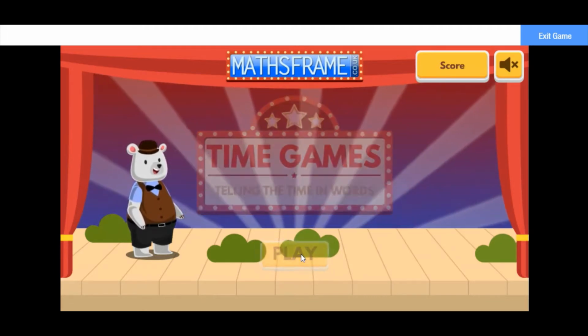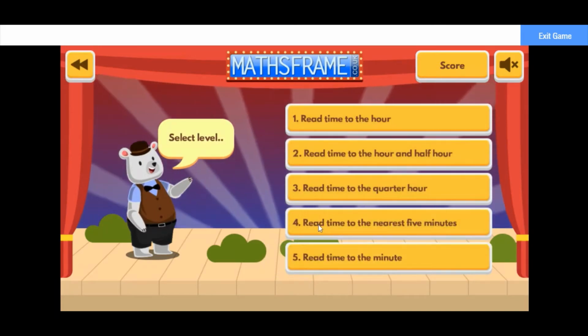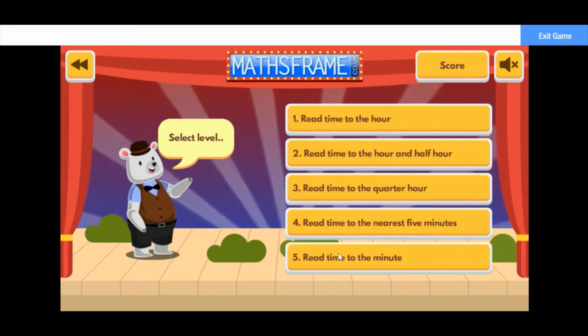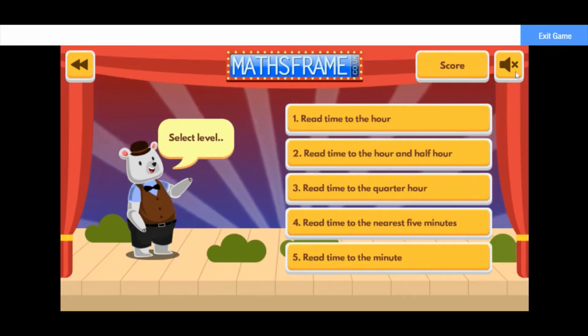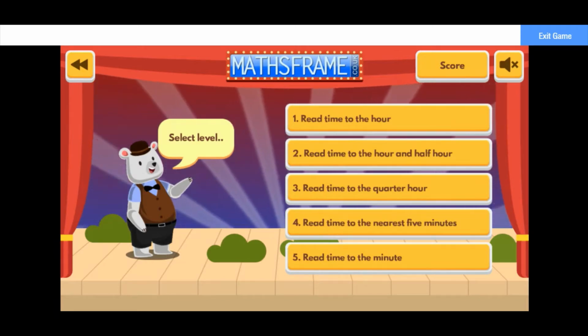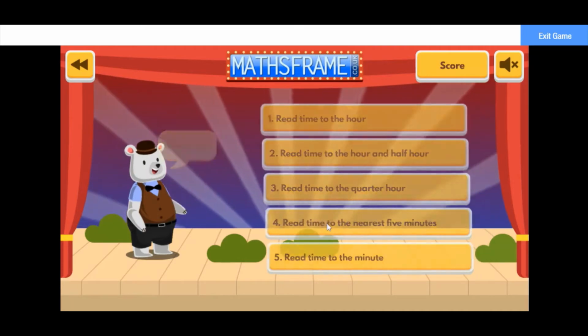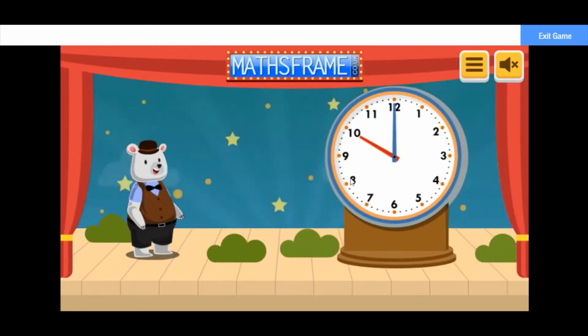So we are going to do number 4, read time to the nearest 5 minutes. If you want more of a challenge, please do level 5 at home. Now I've turned the sound off just because there's quite a lot of silly sounds in this game, which you can enjoy at home, but I'm going to turn them off for now. Okay, we're going to do untimed so we can talk through it.